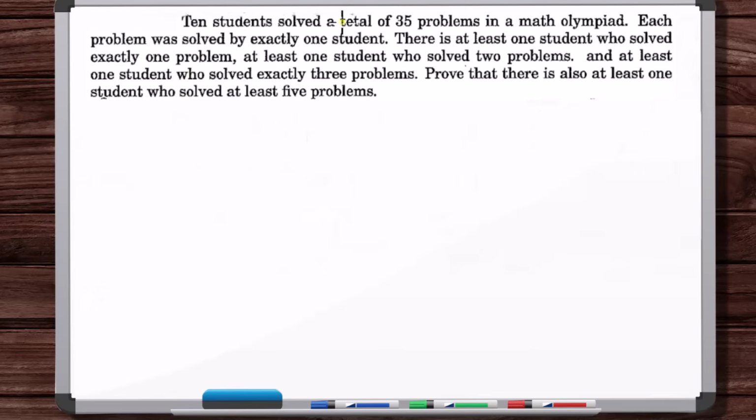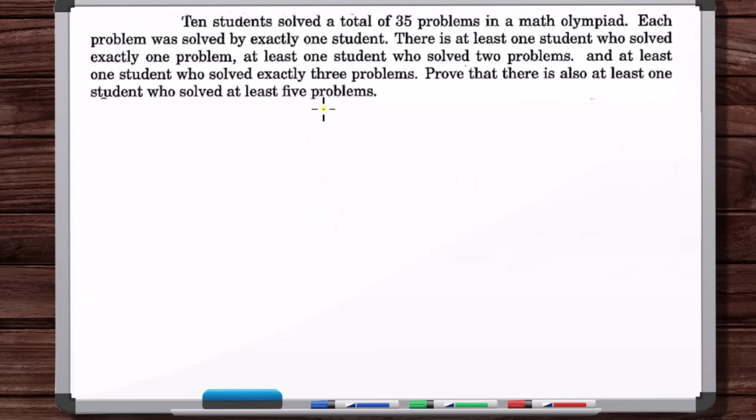10 students solved a total of 35 problems in a math Olympiad. Each problem was solved by exactly one student. There's at least one student who solved exactly one problem, at least one student who solved 2 problems, and at least one student who solved exactly 3 problems. Prove that there's also at least one student who solved at least 5 problems.